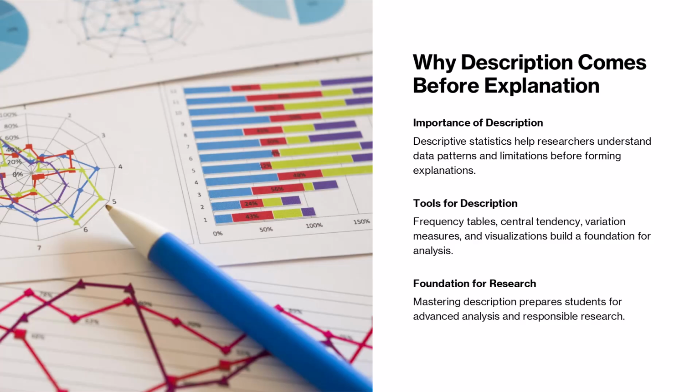The first part of Chapter 2 reinforces a central lesson of research methodology. Careful description must precede explanation. Descriptive statistics allow researchers to understand what their data look like, identify meaningful patterns, and recognize limitations before drawing conclusions. Through frequency tables, measures of central tendency and variation, scales, and visualizations, researchers build an evidence-based foundation for analysis.